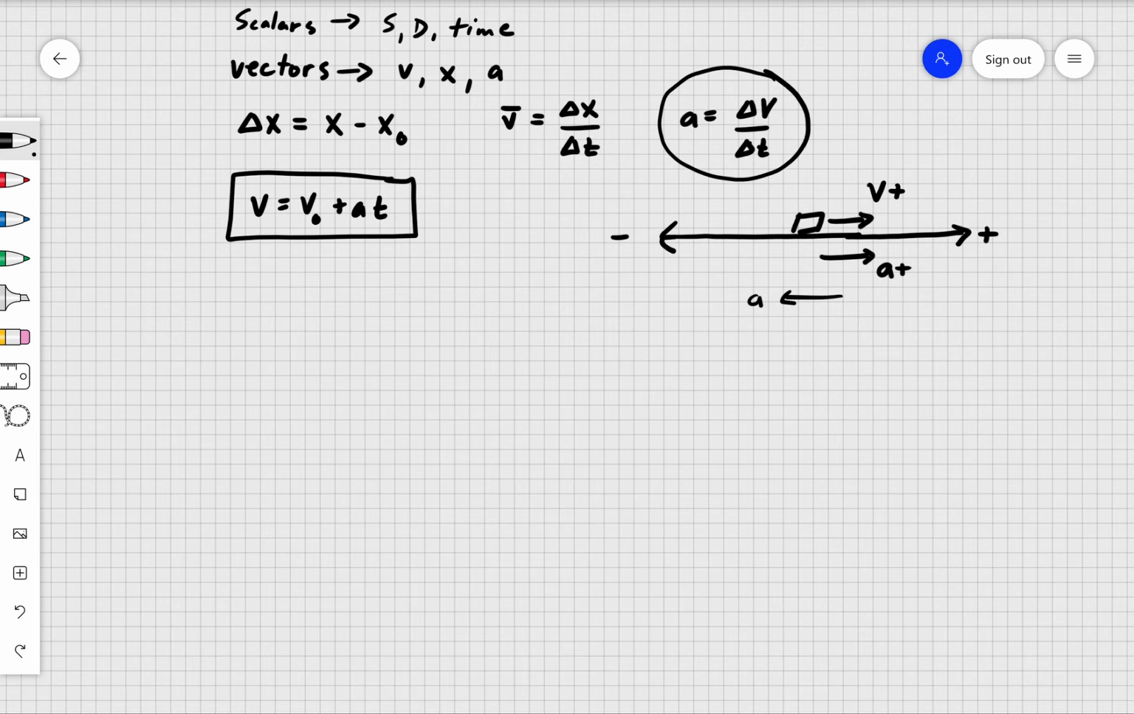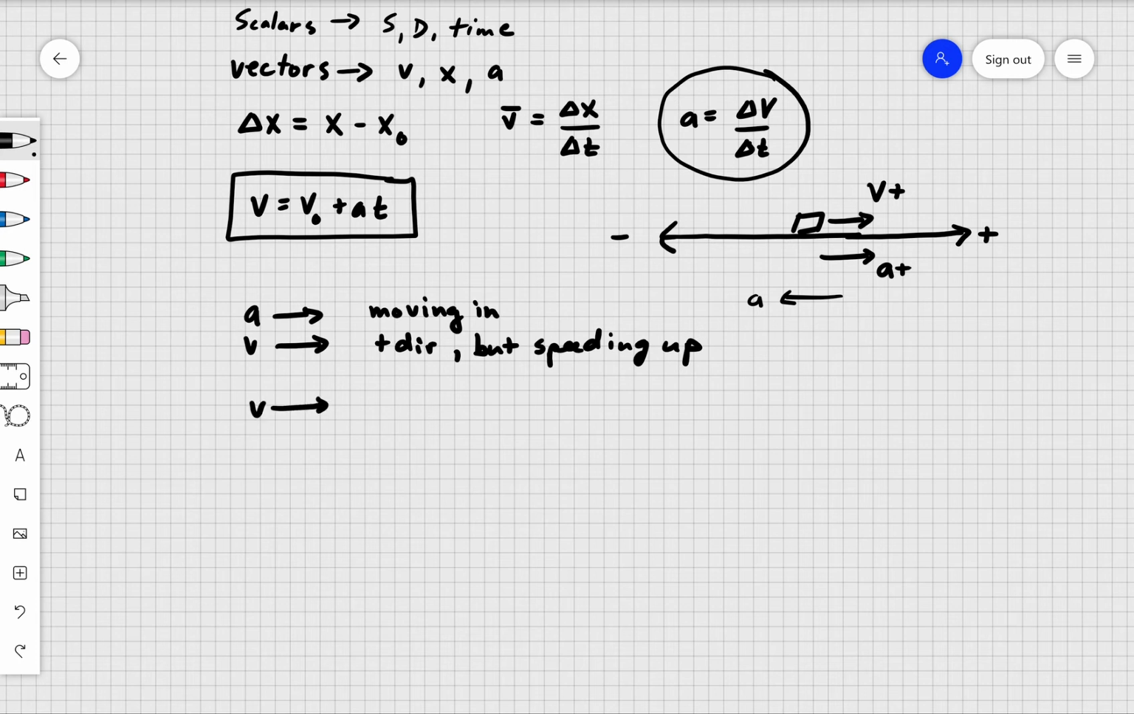So using this coordinate system, if the acceleration and the velocity are both to the right, then this object is moving in the positive direction, but speeding up. And if the object had velocity in the positive direction and acceleration in the negative direction, then this would be moving in the positive direction, but slowing down.